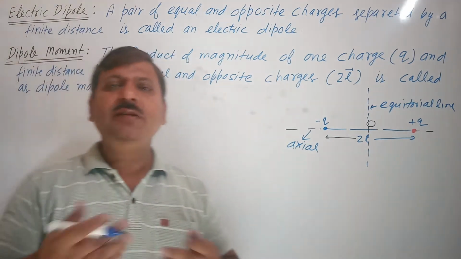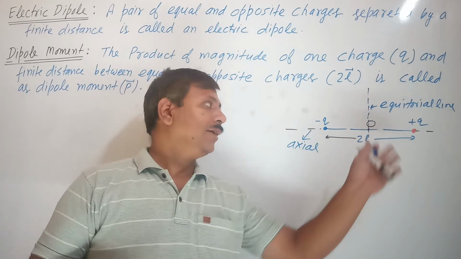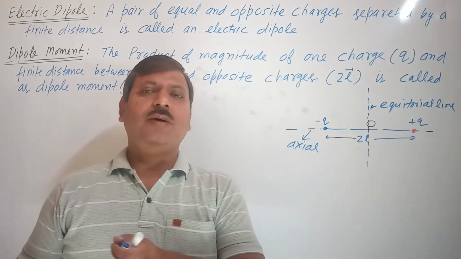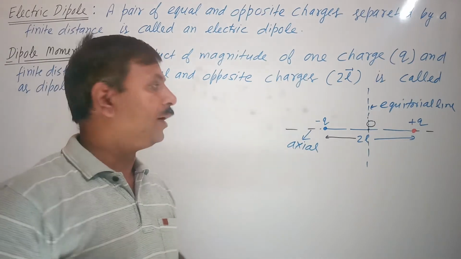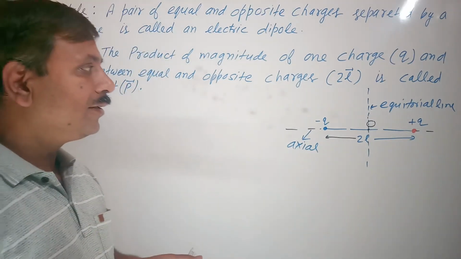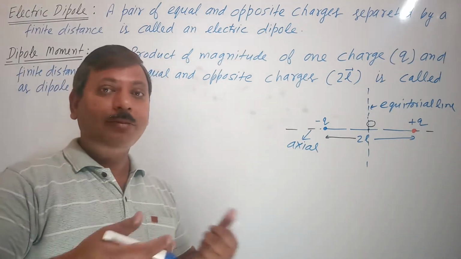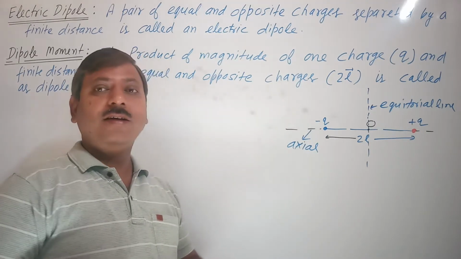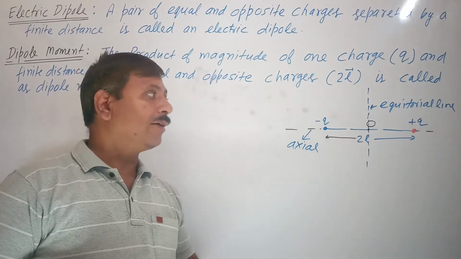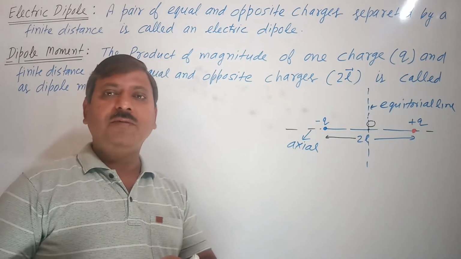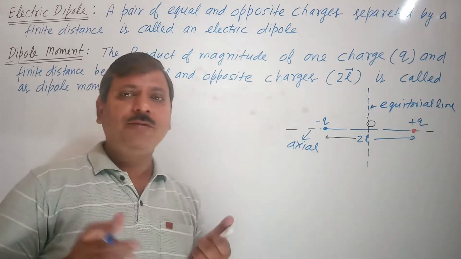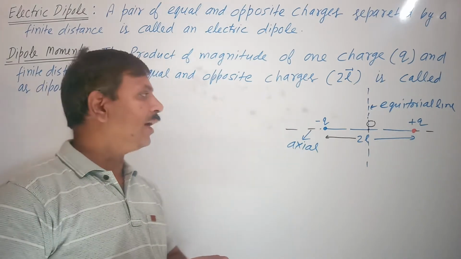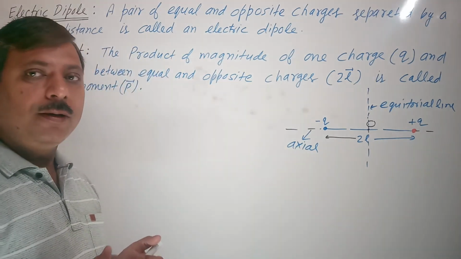See, the strength of a dipole we measure by another physical quantity. That physical quantity is known as dipole moment. What will be the strength? Will it be strong or weak? How will the dipole work? For this measurement we have considered another physical quantity, and that physical quantity is known as dipole moment.